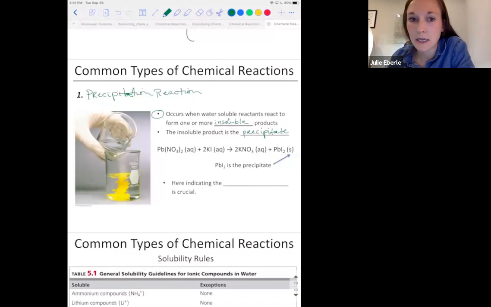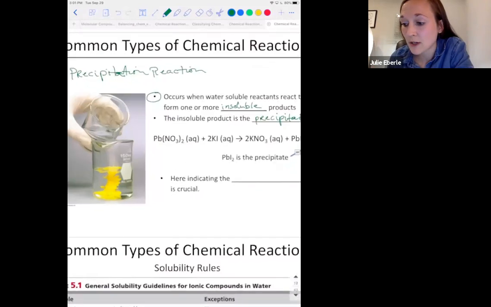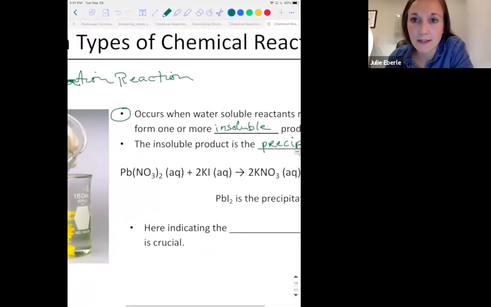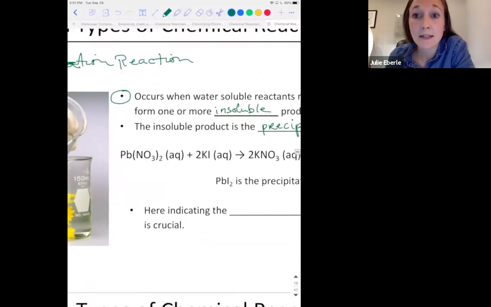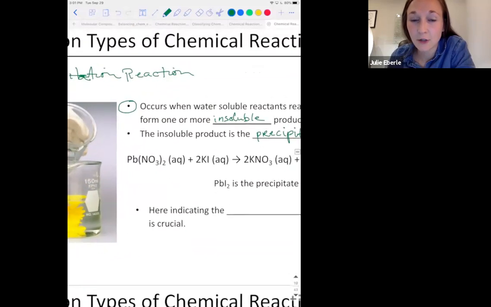So let's look at this reaction. Here's an example of a reaction. We have Pb(NO3)2, how do you say that? That is lead nitrate, okay? Again, you're gonna need to really be sharp on your polyatomic ions for chapter 5.